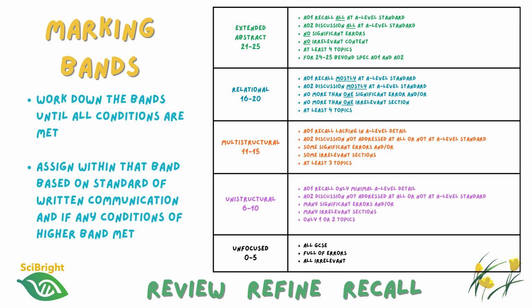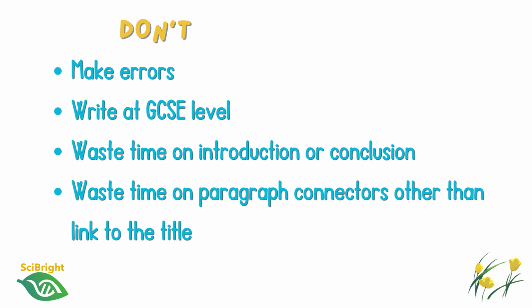So what is a significant error and what is a minor error? A minor error could be classed as a slip of a pen, but doesn't fundamentally change the meaning of what you are trying to communicate. A significant error is an error which suggests a lack of understanding of the concept. So here are some other don'ts. Don't make scientific errors. Don't write at GCSE level.